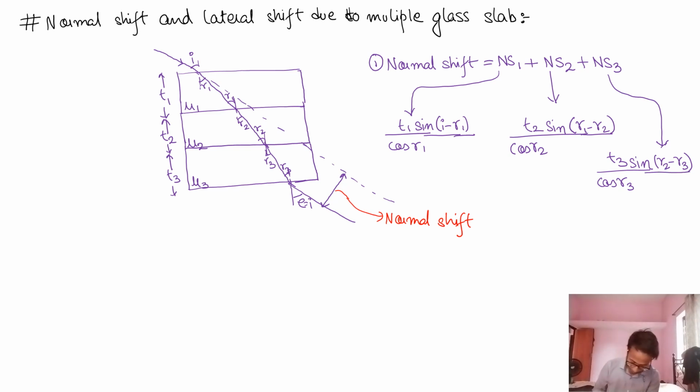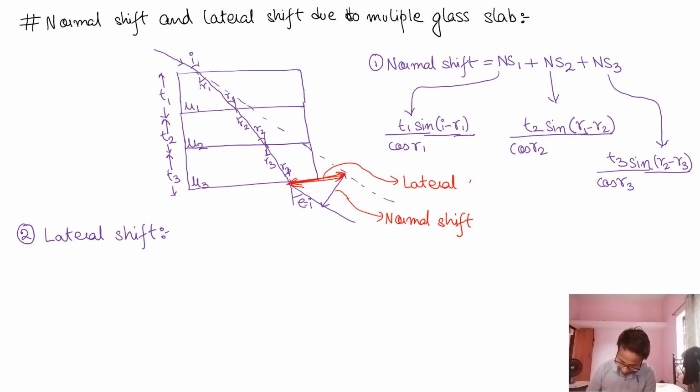Now, what is the formula for lateral shift? Lateral shift means this much distance. This much distance is called lateral shift. Lateral shift is equal to lateral shift due to glass slab 1 plus lateral shift due to glass slab 2 plus lateral shift due to glass slab 3.